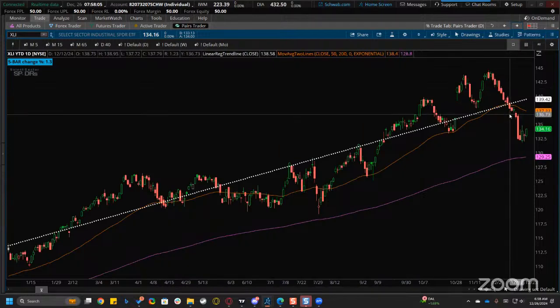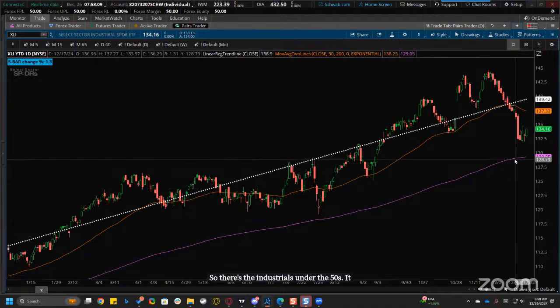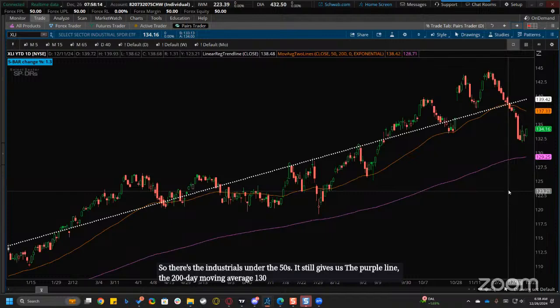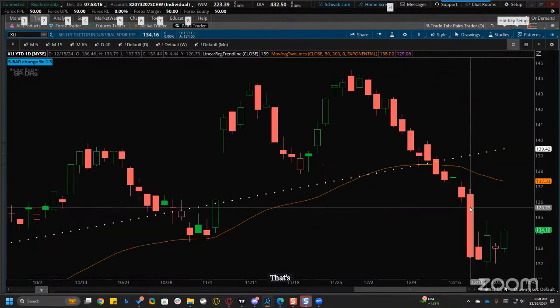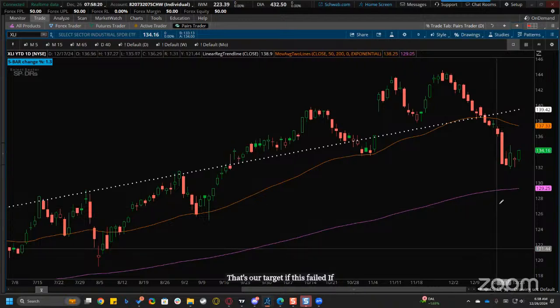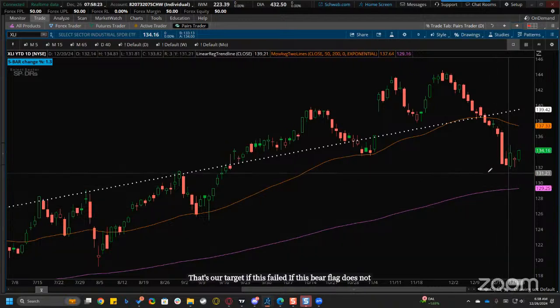All right, so there's the industrials under the 50. It still gives us the purple line, the 200-day moving average, 130, nice round number. That's our target if this bear flag does not turn into a failed bear flag.